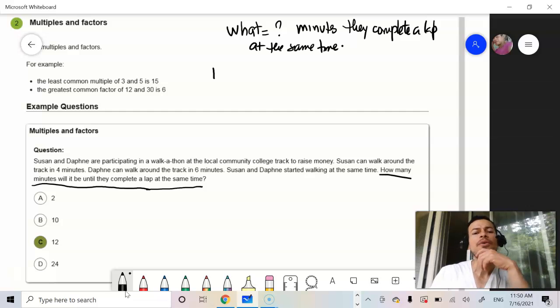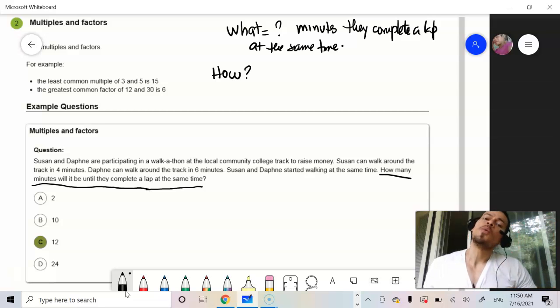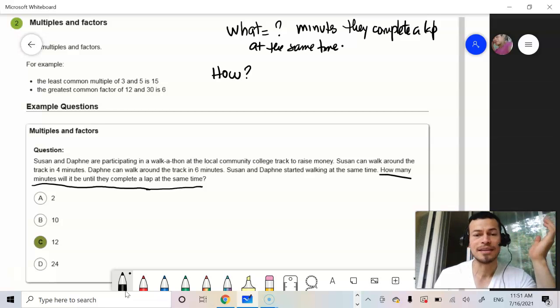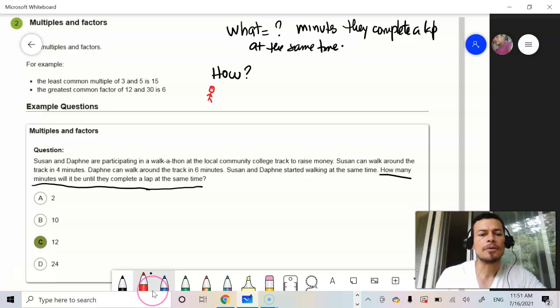Okay, so the two most important questions that we have to answer in our word problem are what and how. Because if we know what we are going to answer, then we will have an idea how to find what the problem is asking us to find. And if we know how, then we have a plan and we can find the answer to the what.